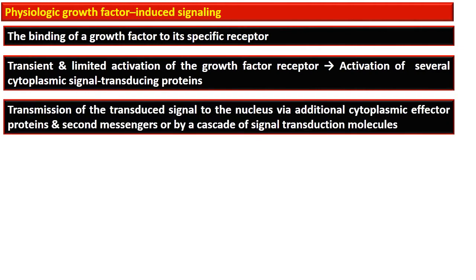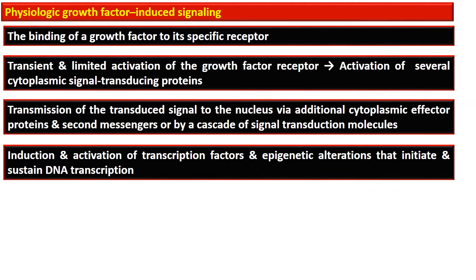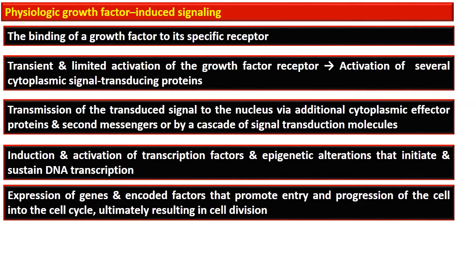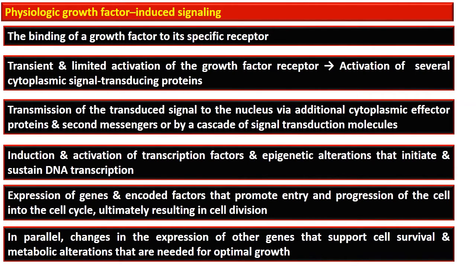The transduced signal is then transmitted to the nucleus via effector proteins, second messengers, or a series of signal transducing molecules. Then there is induction and activation of transcription factors and simultaneous epigenetic alteration that initiate and keep up the DNA transcription. The genes are expressed and encode factors that promote entry of the cell into the cell cycle that will result in cell division.